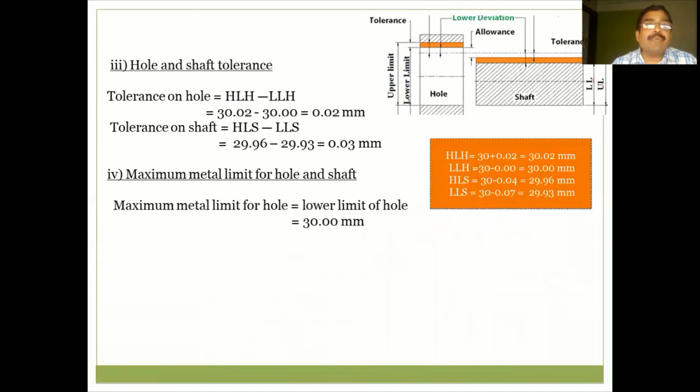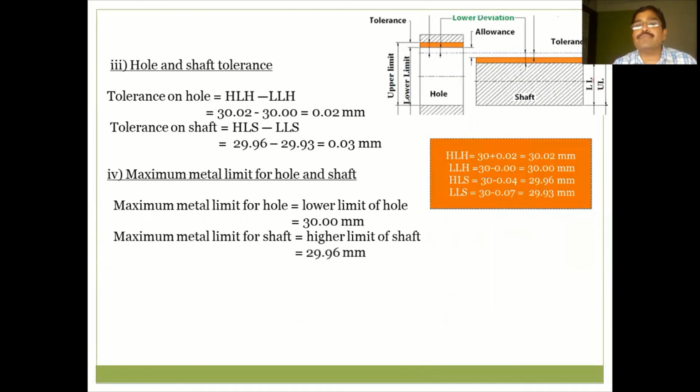Now for the shaft, what is the maximum material condition? That is the higher limit, means this one. This will be the higher limit of the shaft for the maximum metal limit or maximum metal condition. That value we already know, that is 29.96.